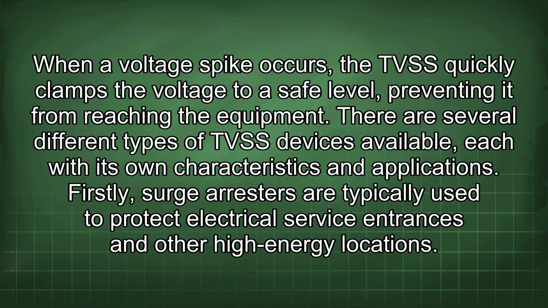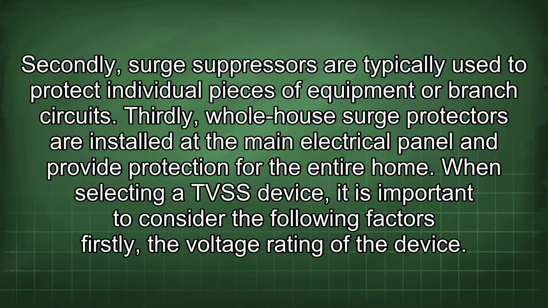Firstly, surge arresters are typically used to protect electrical service entrances and other high-energy locations. Secondly, surge suppressors are typically used to protect individual pieces of equipment or branch circuits. Thirdly, whole-house surge protectors are installed at the main electrical panel and provide protection for the entire home.